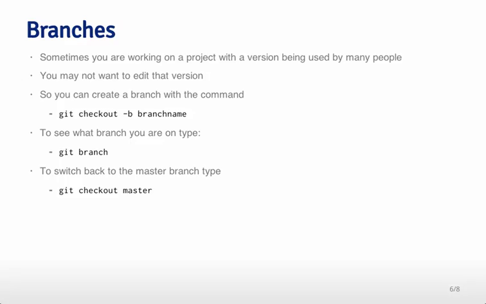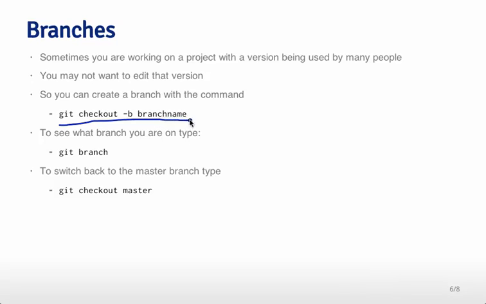Sometimes you might be working on a project, particularly in this class, where there's a version that might be used by many other people, and you might not want to edit the version that's being used by everyone because if you make a lot of changes to it, it might break all the work that they're doing. So one thing that you might do first is create a branch. A branch is just another version of the same directory where you can make changes independently.